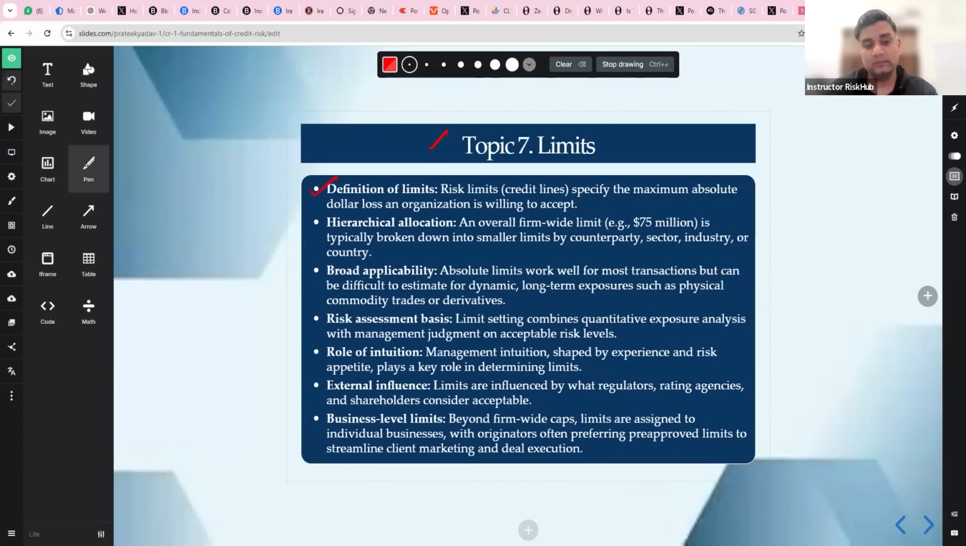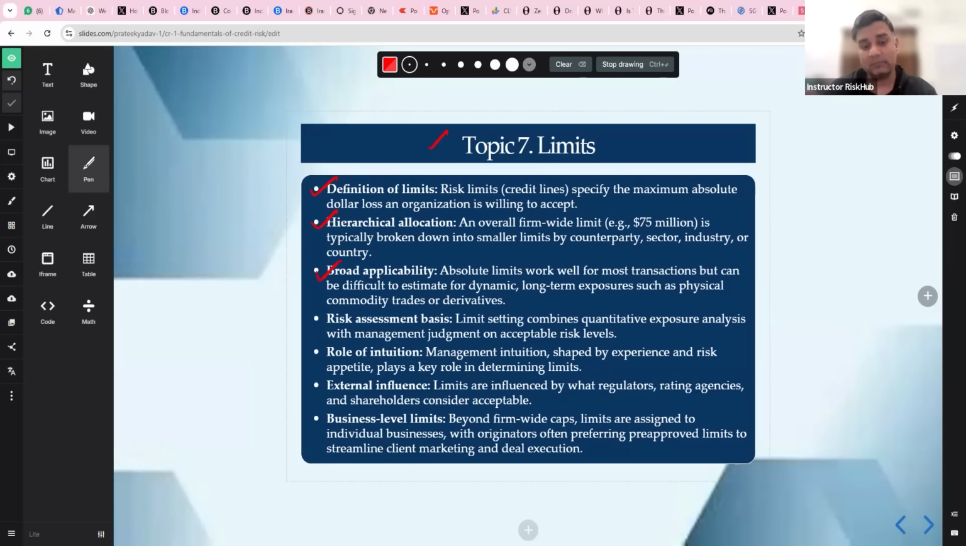You have the definition of limits. A limit defines the maximum loss the firm is willing to tolerate. You have to think in terms of your single name exposure, sector exposure, country exposure, rating exposure. Limits translate your risk appetite into quantitative boundaries. You have a hierarchical allocation: a firm-wide credit risk cap of 75 million, broken into industry cap, counterparty cap, and business unit cap. This prevents concentration risk, sector clustering, and systemic vulnerability. This connects strongly to your credit portfolio risk, your correlation modeling, your guarantee adjustment.